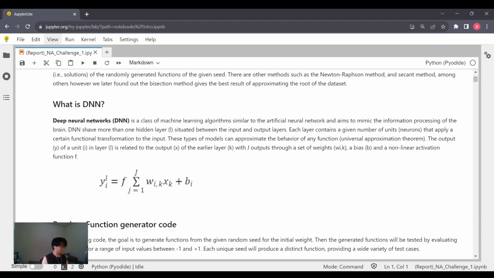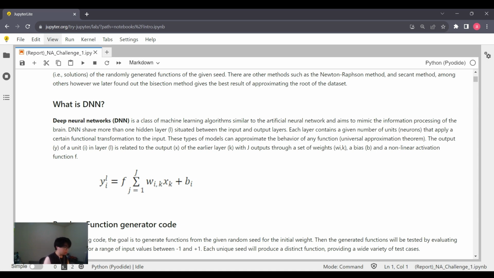So, what is a DNN? Deep neural networks, or DNN, are a class of machine learning algorithms similar to neural networks that aim to mimic the information processing of the brain. DNNs have more than one hidden layer situated between the input and output layers. Each layer contains a given number of units, or in brain terms, neurons, that apply a certain functional transformation to the input. This type of model can approximate the behavior of any function.